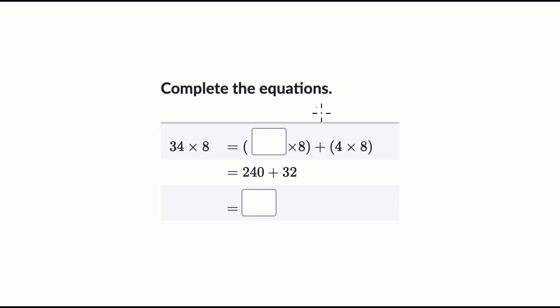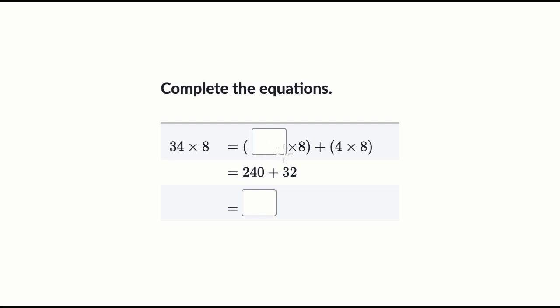We're told to complete the equations. They have 34 times 8, and then they have something times 8 plus 4 times 8. Then they add all that stuff together, and then they get something else. So pause this video and think about what should be in these blanks.